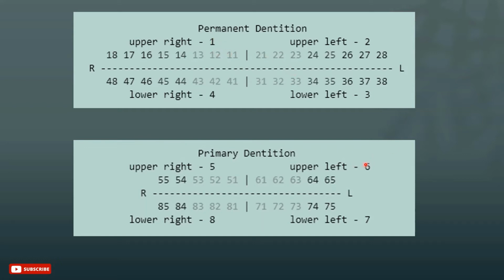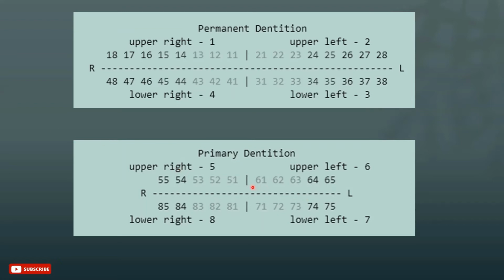For the primary dentition, the quadrants are continuing after the numbers of the permanent dentition. So the upper right gets number 5, the upper left gets number 6, the lower left gets number 7, and the lower right quadrant gets number 8. So when you see the number of the tooth starting by 1, 2, 3, or 4, you know it's a permanent dentition. And when you see it starting with 5, 6, 7, or 8, you know it's primary dentition.